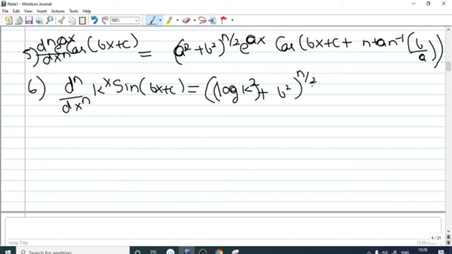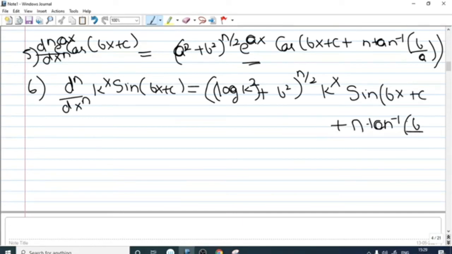Similarly, like in the e case, where it was e power x, here also it will be k power x. And here sine, similar thing, bx plus c plus n times tan inverse b by a. Now here a is nothing but log k. Whatever a is there you have to replace it by log k. So this is the formula, tan inverse b by log k.